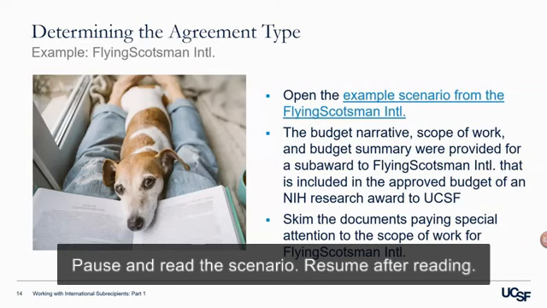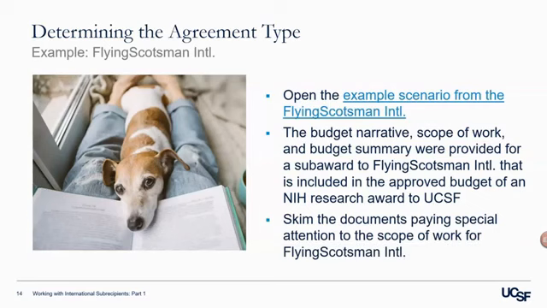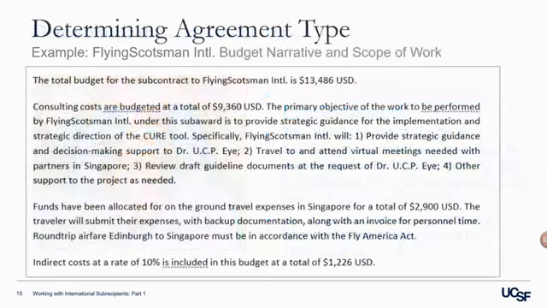So again, I want to repeat, these documents that were handed to you are, according to the principal investigator, for a subaward, and the subaward was budgeted and awarded. So the NIH research award includes a subaward to Flying Scotsman International. We're going to walk through this, determine whether this is a subaward or not, and also look at some of the risks involved here.